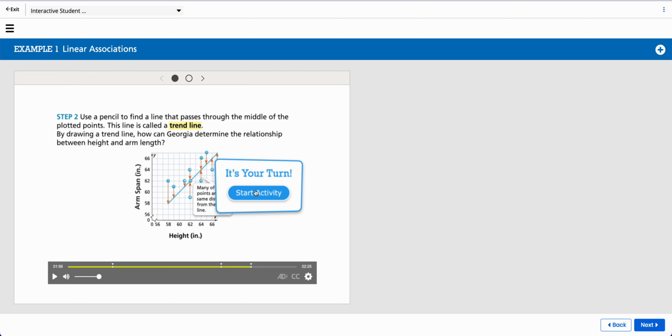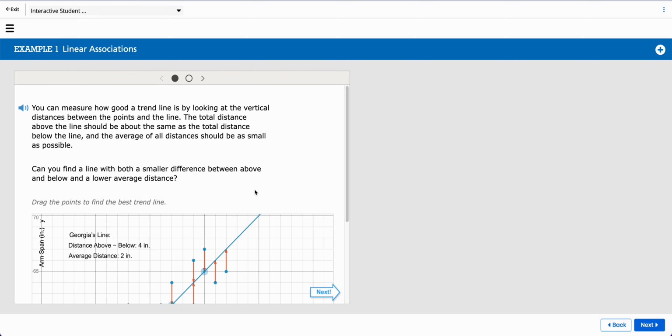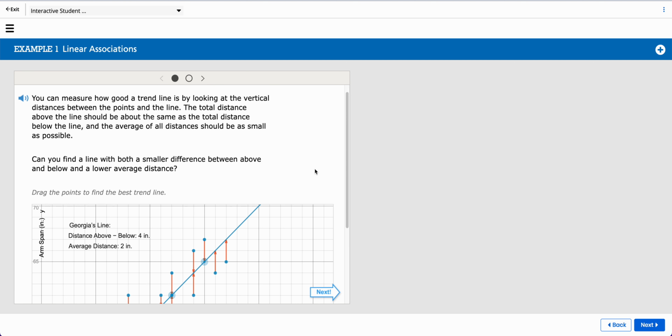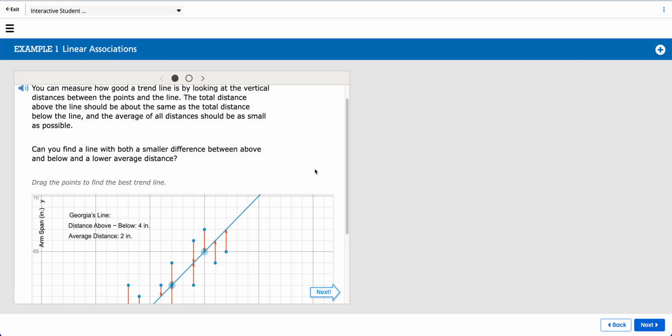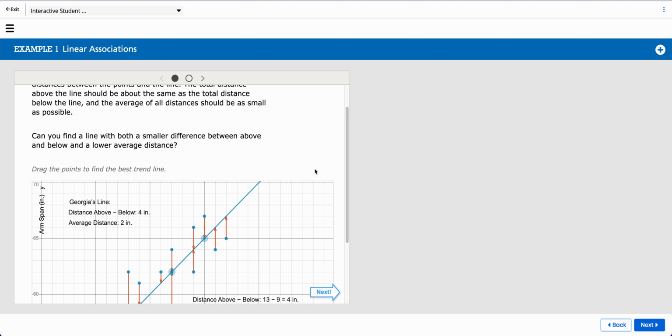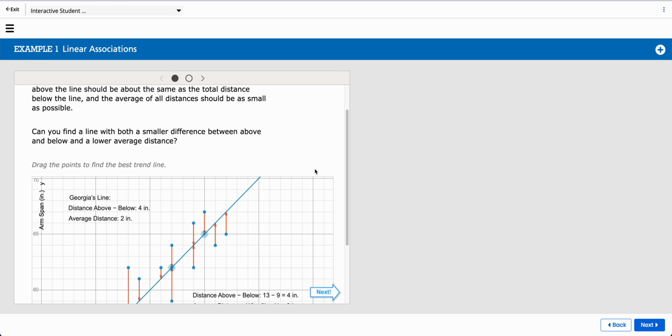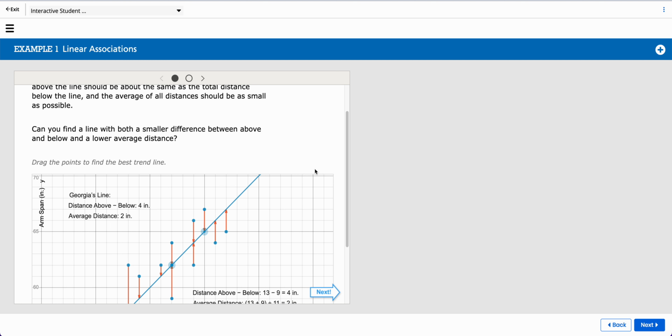It's our turn. Let's start the activity and answer that question. You can measure how good a trend line is by looking at the vertical distances between the points and the line. The total distance above the line should be about the same as the total distance below the line. The average of all the distances should be as small as possible.